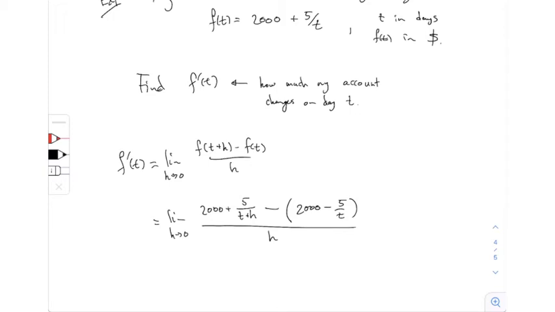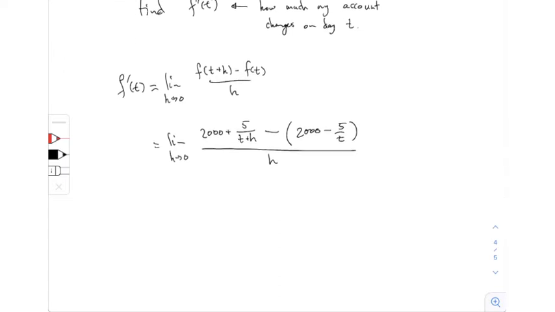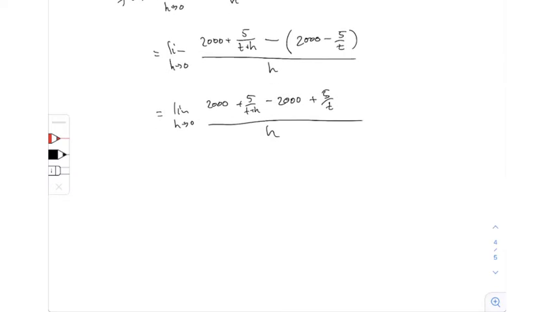And now, as in those other examples we did, we are going to try to recombine stuff, simplify, do whatever, do the FOIL. Now, you don't do the FOIL in this one because there's no squaring, but you've got to do something. Anyone have a suggestion? What can we do with this to simplify? I suppose the first step is not so hard, then it gets a little trickier. Yeah, that's a good start. For now, let's distribute the minus sign. It'll be minus 2,000 and then plus 5 over t. All of this divided by h. And we cancel the 2,000s, this guy and this guy.